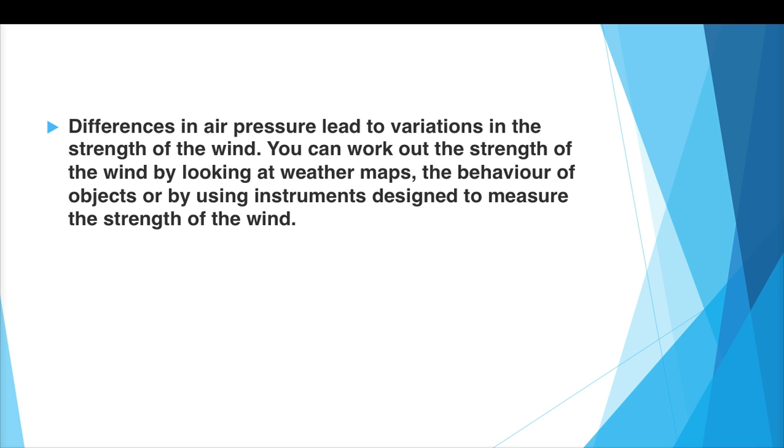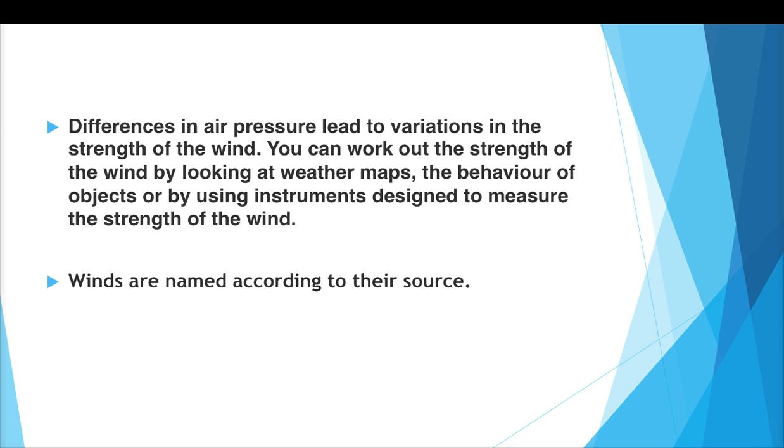Differences in air pressure lead to variations in the strength of the wind. So we learnt about variations in air pressure yesterday. We've got high pressure and low pressure. So the low pressure is rising and the high pressure is heavy, so it's closer to the Earth's surface. You can work out the strength of the wind by looking at weather maps, the behaviour of objects, or by using instruments designed to measure the strength of the wind. Okay, so there's a few different ways we can work out the strength of the wind.